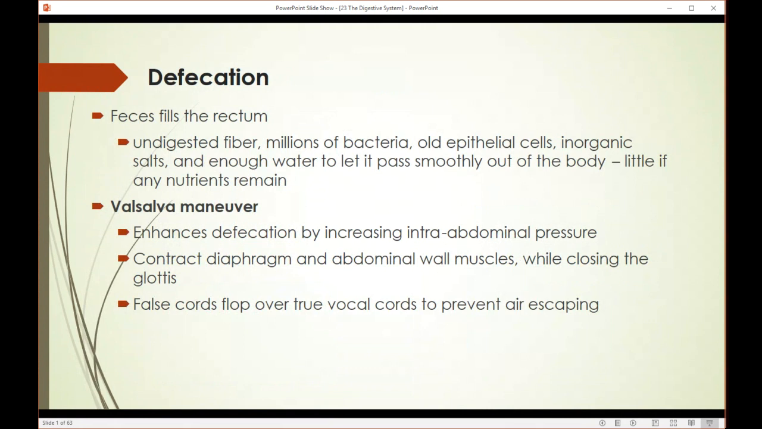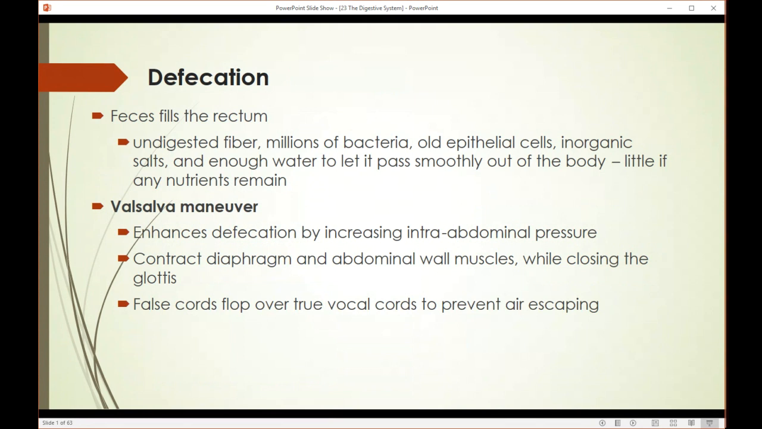For defecation, the feces is going to fill the rectum: any undigested fiber, millions of bacteria, old epithelial cells, inorganic salts, and enough water, about 150 milliliters, to let it pass smoothly out of the body. Little, if any, nutrients are going to remain in this because we wanted to absorb all of those nutrients.